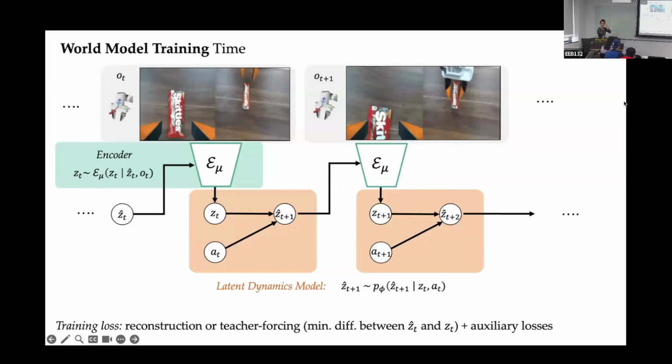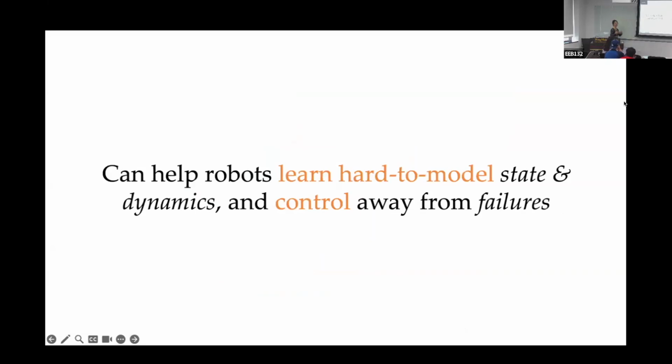So again, to reinforce why I like these models, I think it's very exciting because it can help robots learn really hard to model state and dynamics, like those interactive tasks I showed you before. And once you have a model of the world that's very hard for you to write down, in fact, also very hard for you to simulate. My student tried very, very hard to use Isaac Gym to simulate a deformable bag. It does not work very well right now.